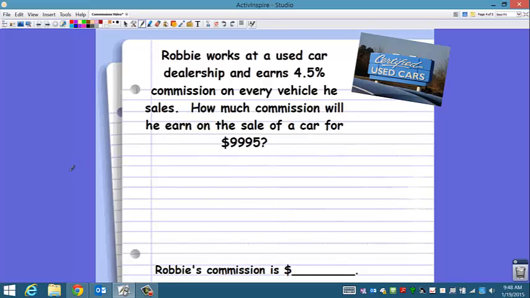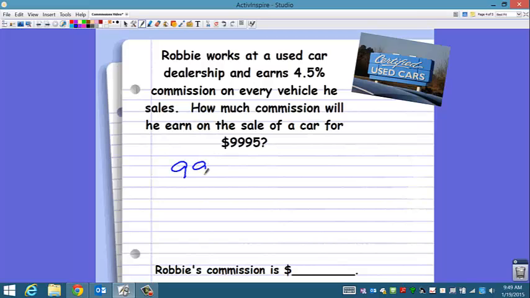Robbie works at a used car dealership and earns 4 5/10% commission on every vehicle he sells. How much commission will he earn for the sale of a car for $9,995? Now, since we're dealing with a percent that has a tenth in it, 5/10, models would definitely be out. Proportions and even mental math would be difficult. So straight up decimal multiplication would be the best.